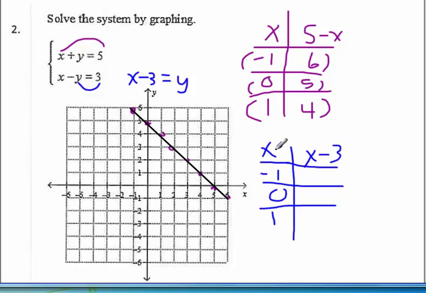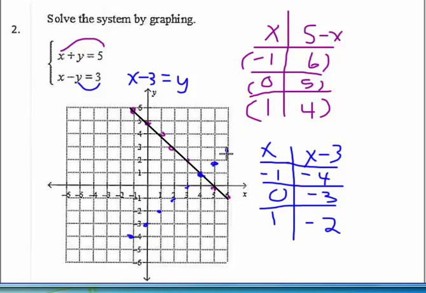Now, if you just plugged it into x minus y, you'd have to plug in the -1, add it over, get a 4, and then take the opposite of it and get a -4. But if I just put it right there, -1 minus 3 is -4. 0 minus 3 is -3. And 1 minus 3 is -2. So -1, -4, 0, -3, 1, -2, so on and so forth until we intersect over here at 4 comma 1.